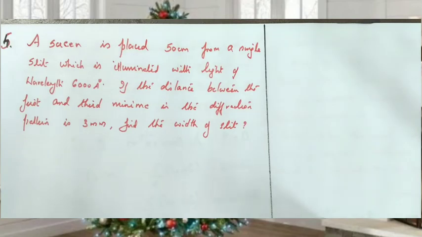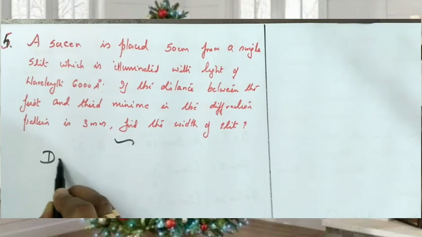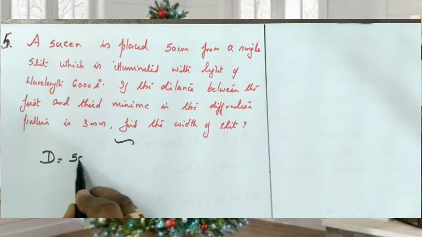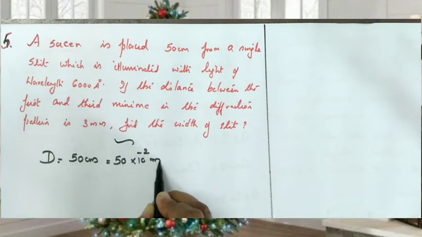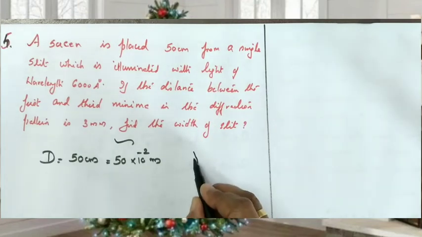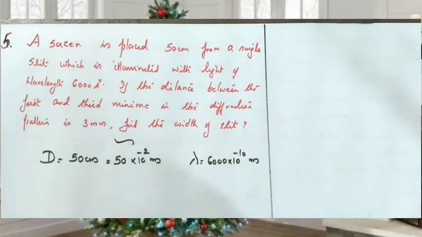Fifth question. A screen is placed 50 centimeter from a single slit which is illuminated with light of wavelength 6000 angstrom. If the distance between the first and the third minima in the diffraction pattern is 3 millimeter, find the width of the slit. The screen is placed 50 centimeter from the single slit. The position of the screen is represented by D. D equals 50 centimeter, we can convert to meter, 50 into 10 raised to minus 2 meter. Now the wavelength is also given, 6000 angstrom, 6000 into 10 raised to minus 10 meter.